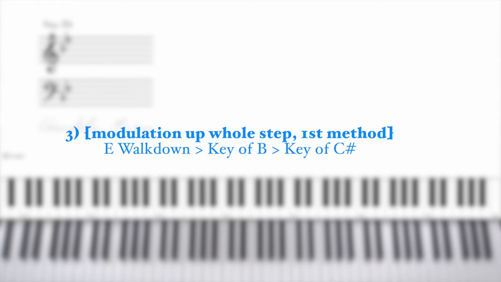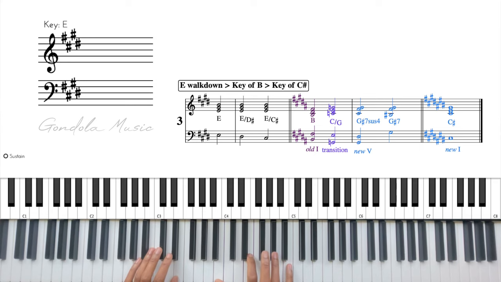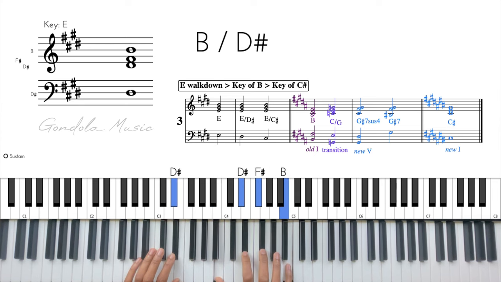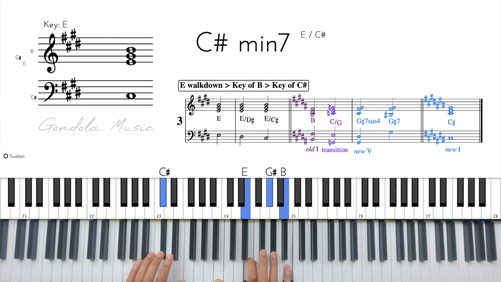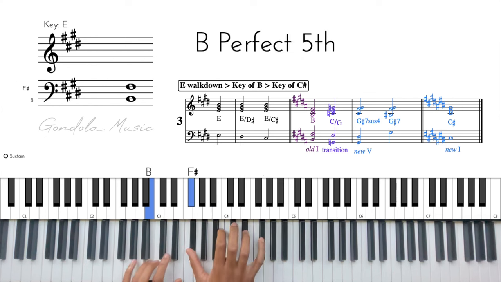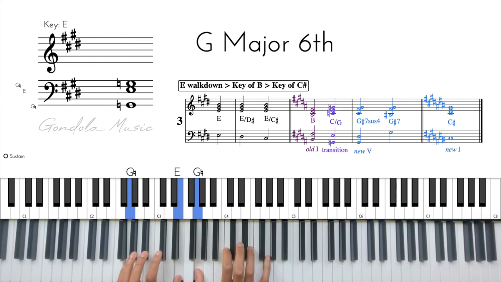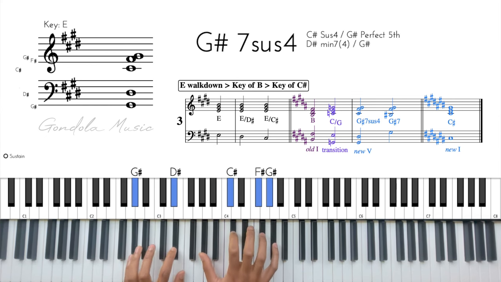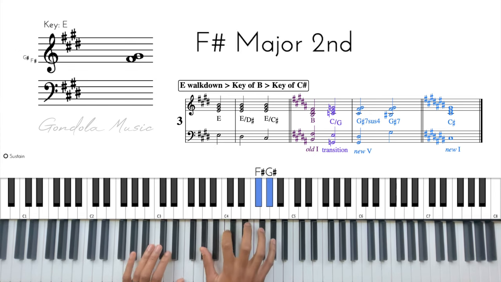The third example is modulating up a whole step. This is the first method. So we begin our walk down. At the B chord, we begin our modulation chord progression, and it takes us up a whole step to resolve on C sharp as the new tonic. Begin your modulation. G sharp is your dominant, resolving to C sharp.